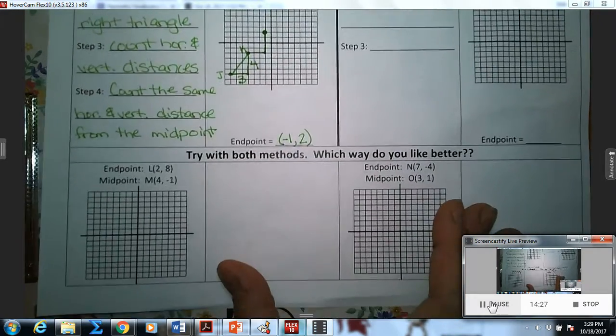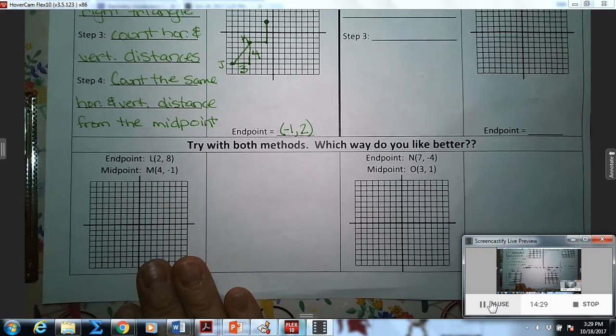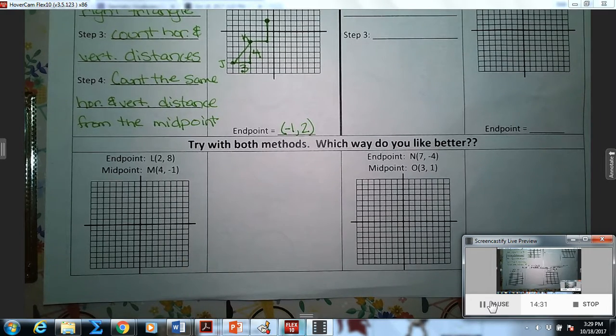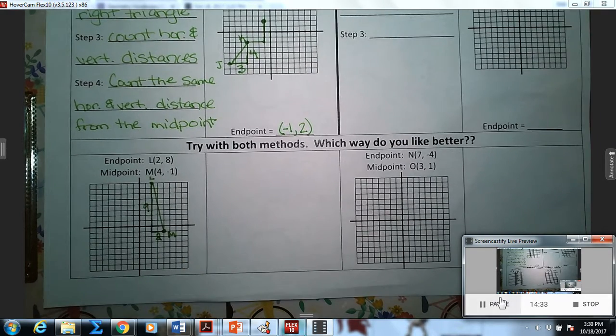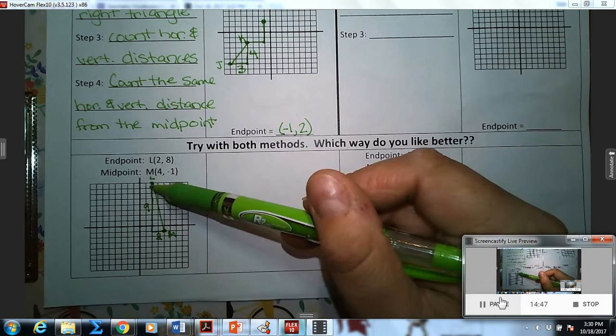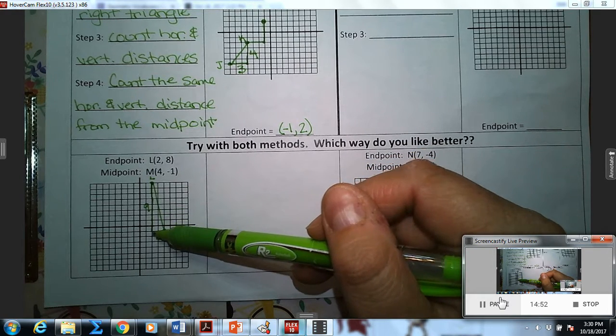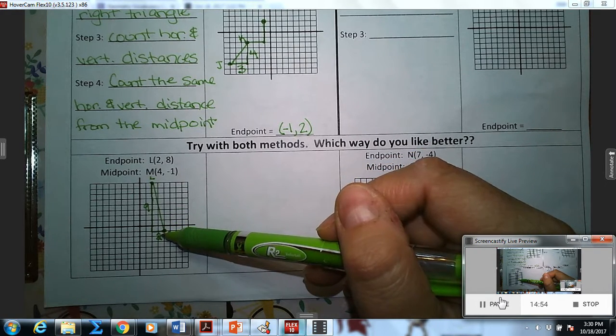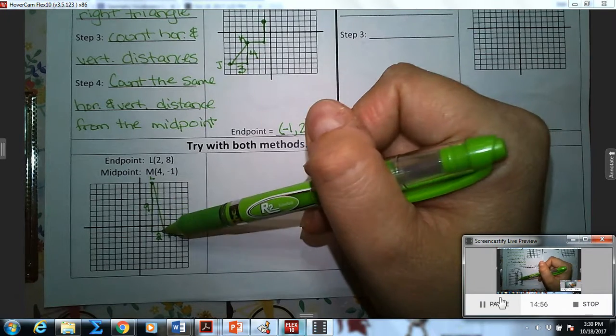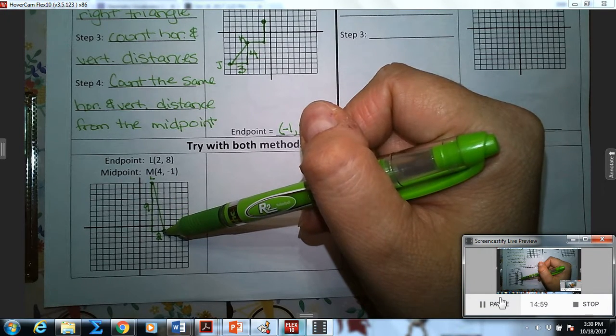Try it down here with this first example, L and M. Pause to check your work. Okay, I've already gone ahead and plotted the endpoint at L and the midpoint at M. I'm trying to find the other endpoint. My vertical distance is 9, and my horizontal distance is 2.